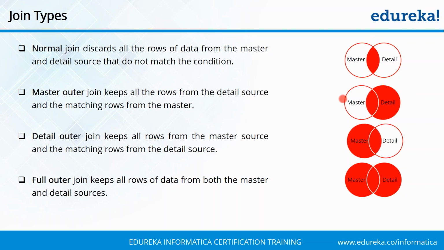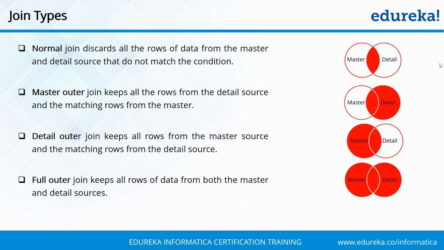Then we have the detail outer join, which is a complete opposite of the master outer join, where all the rows from the master source will be selected and only those rows that meet the condition from the detail source is selected. Finally, there is the full outer join, through which you can join all the rows present in both the master and the detail source.